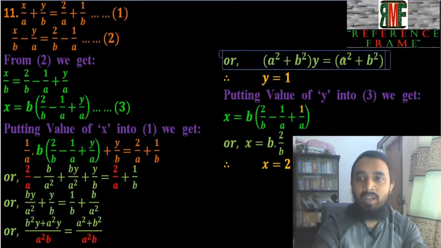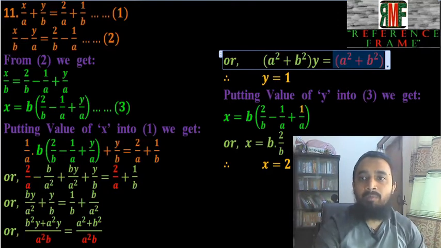Now look here, this time a square plus b square is in multiplication form. Multiply with what?